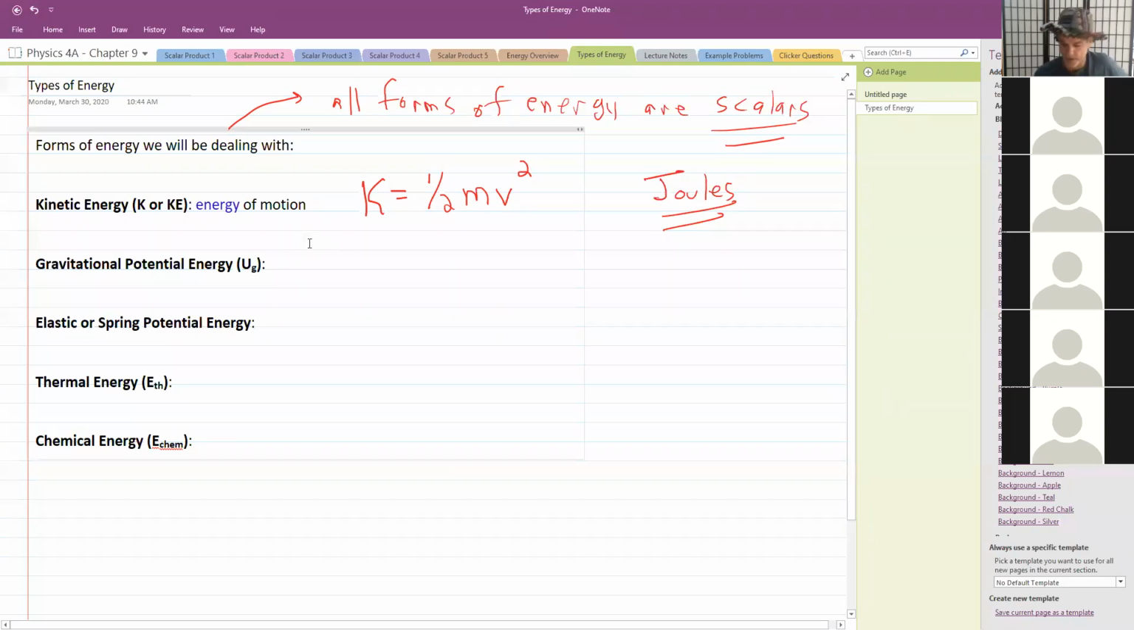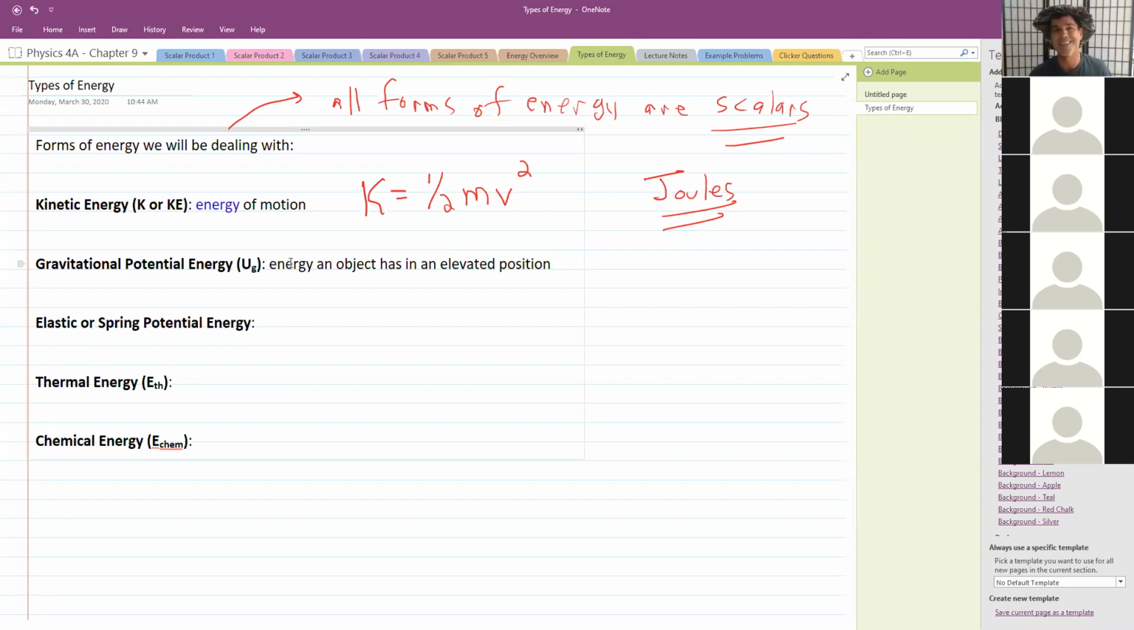Gravitational potential energy. This is basically energy an object has in an elevated position. So anytime I have an object that's at some certain height, that object has energy associated with it, because if I drop the object, it has the ability to exert a force on another object over a distance doing work on it. So an object in an elevated position has potential energy.